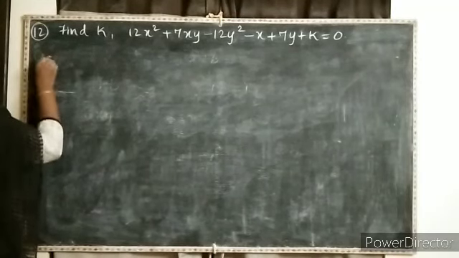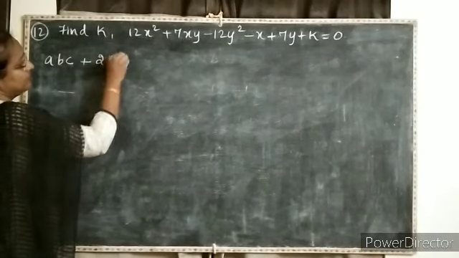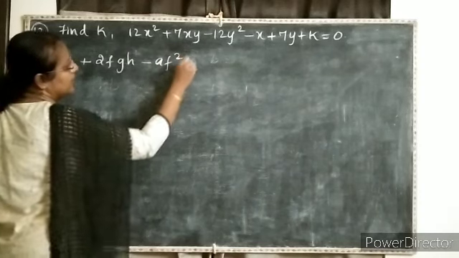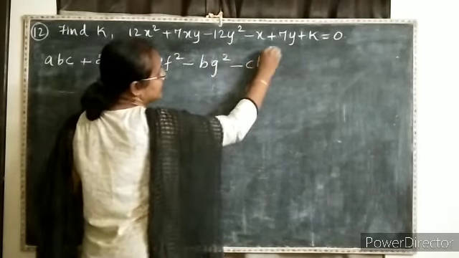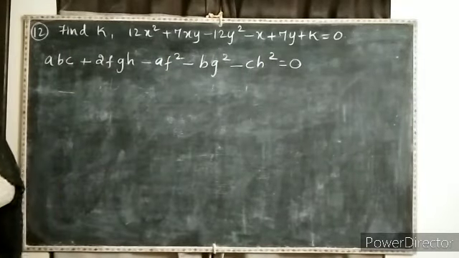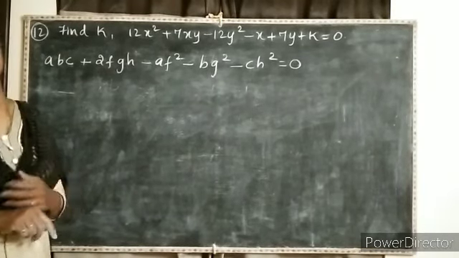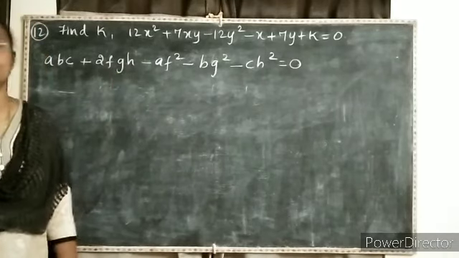lines? That is nothing but ABC plus 2FGH minus AF squared minus BG squared minus CH squared is equal to 0. Yes or no? So two equations you are going to memorize. The first one is the general equation of a pair of straight lines. The other one is the condition for the pair of straight lines.